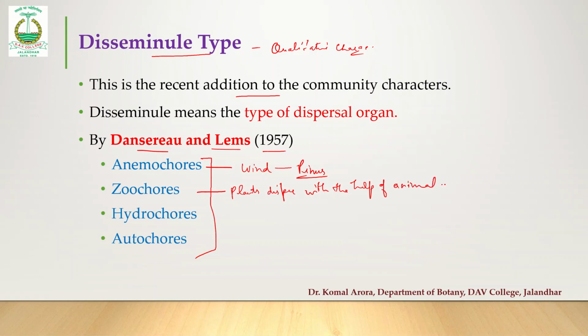Here the common examples you have studied in second year are Xanthium, guava. Then third is hydrochores. Hydrochores means plants disperse their fruits or seeds with the help of water. They are called hydrochores. For example, Hydrilla, Eichhornia.